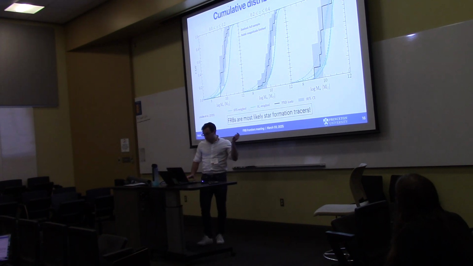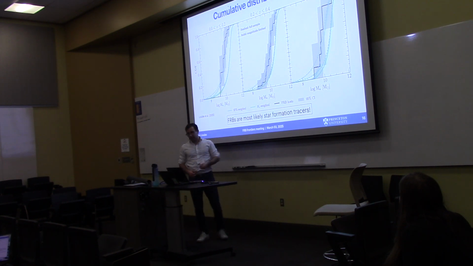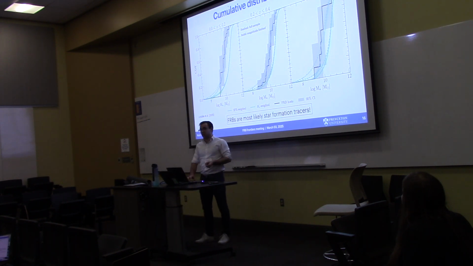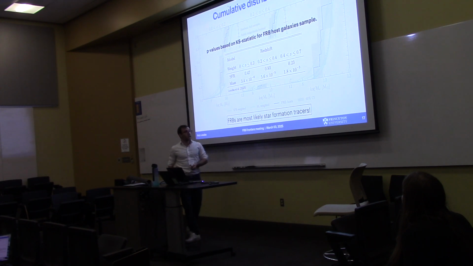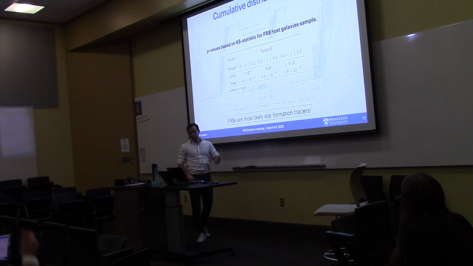mass. So the takeaway message from this study is that FRBs are most likely star formation tracers. And if you want to quantify that, and we did, we performed a KS statistical test and calculated the p-values. As you can see, for the SFR weighted samples, all p-values are larger than 0.2, which is 1 sigma, so they agree with the data. While the mass selected galaxies disagree quite well with the data. Their p-values are significantly less than 2 times 10 to the minus 3.